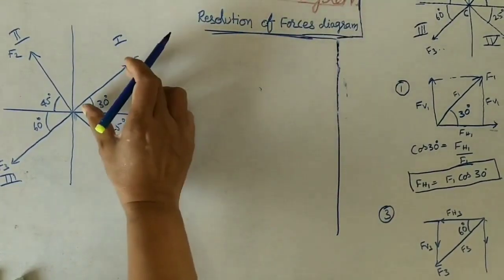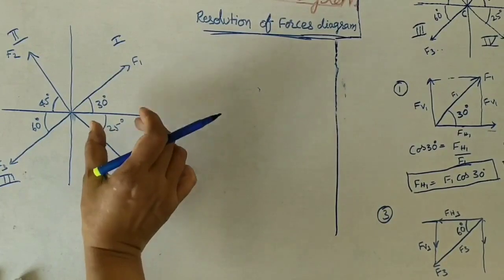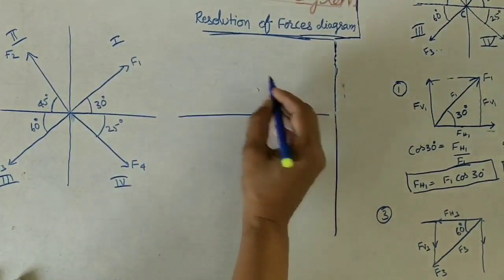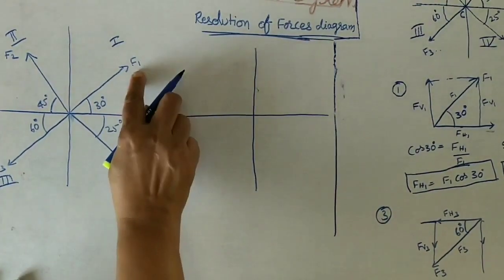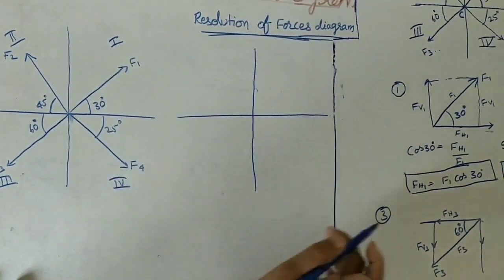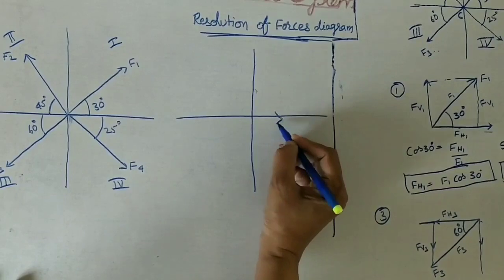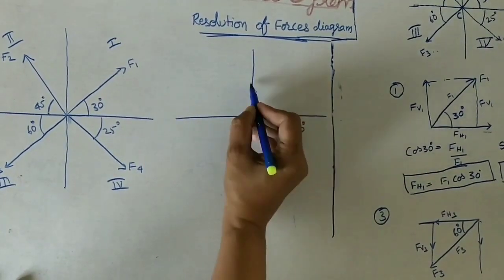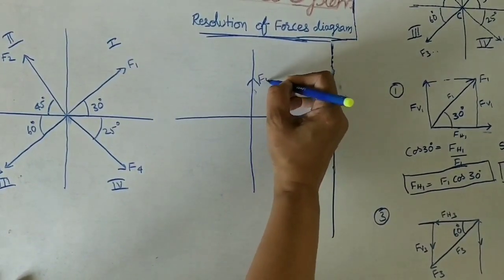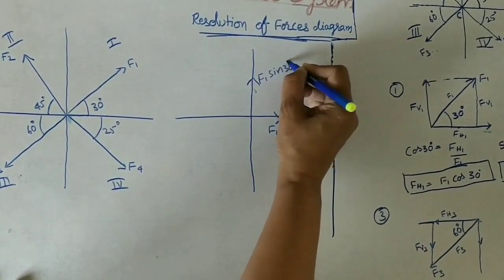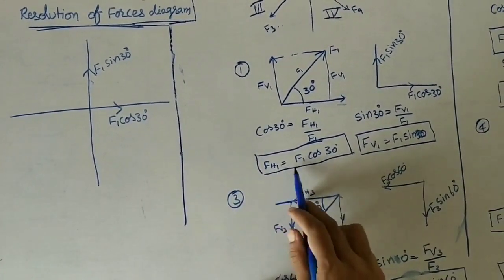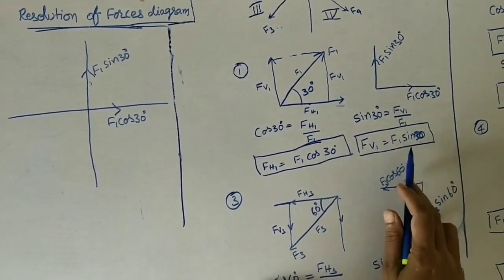Resolution of forces means I am dividing all the inclined forces into two components. One is horizontal, one is vertical. So here this is the x-axis, this is the y-axis. Because of this F1, it has two components, that is FH1. FH1 means F1 cos 30 and the vertical component is F1 sin 30 from this diagram.